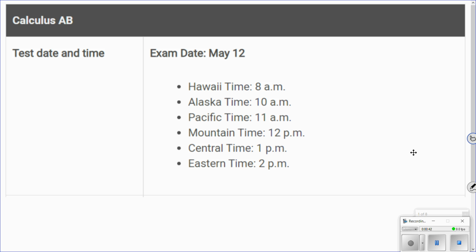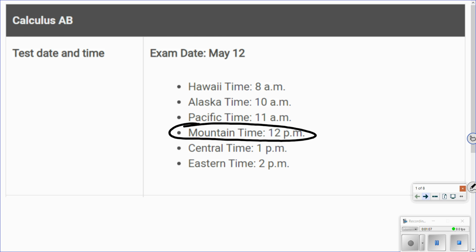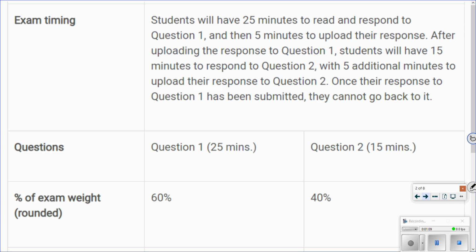So it will be May 12th, and everybody will be taking the test that same day. Oh, I said that wrong. Sorry, we are Mountain Time. So it'll be at 12 o'clock noon when we'll be taking the test. Here's just some information on the test.